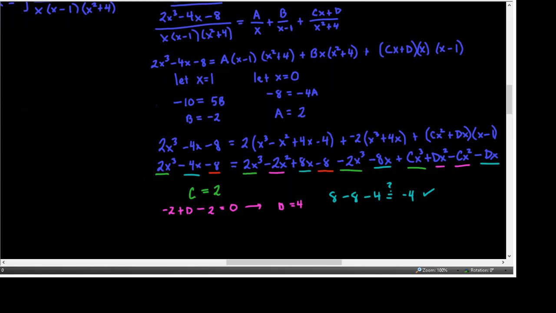All right, so that means that our original problem, 2x cubed minus 4x minus 8 over x times x minus 1 times x squared plus 4, is, after all that work, equal to a, which was 2, over x, plus b, which is negative 2, over x minus 1, plus c, which is 2, times x, plus d, which is 4, over x squared plus 4. That's how that decomposes.